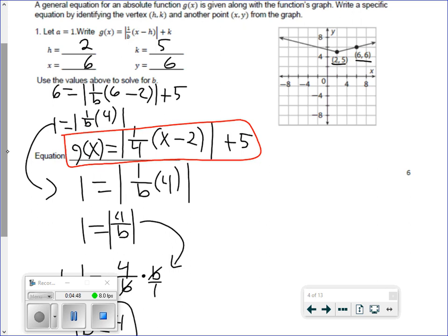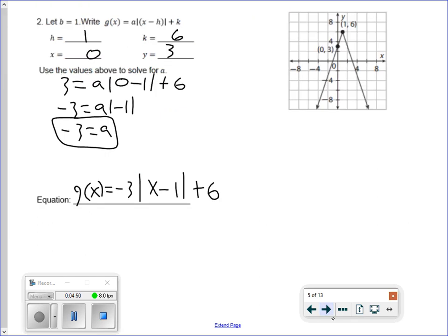I'm going to go on to the next slide and show you the answer to number 2 first. So our h, k point, remember, that's our vertex, which is (1, 6). x, y is any other point on the graph that's not the vertex. So they give us (0, 3). That's what we're going to use. And we have x, y and our h, k, so we're going to plug that all in.